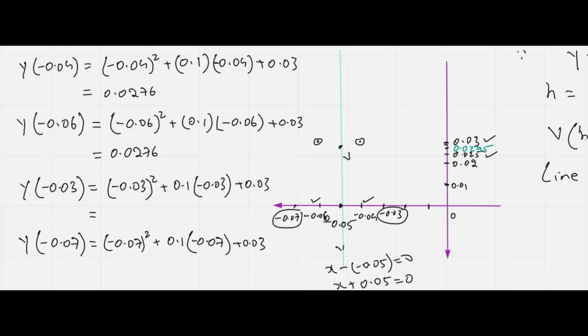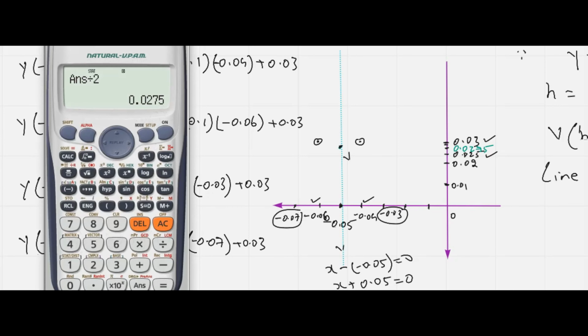Both of them are having the same. What is it? 0.0276. How? I mean, how could it be the same? It should be a little higher. It must be a little higher. Let us check here, no issue. Let us check here.